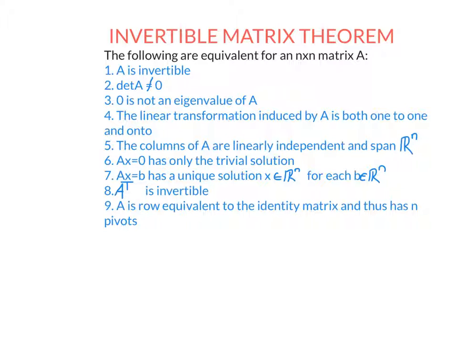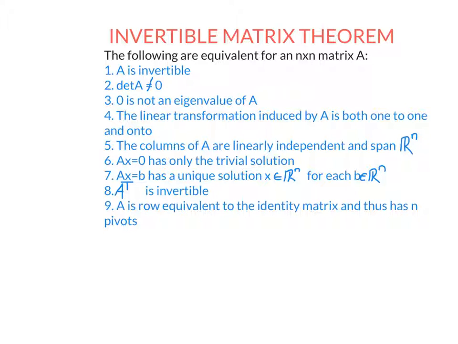Well, it is just a list of statements that are equivalent to a matrix being invertible. What we mean by equivalent is that if one of these statements is true, it implies all of the others are true. And if one of these statements is false, it implies that each of the others is false. So these 9 statements that are on your screen are either all true about a matrix A or they are all false about a matrix A.